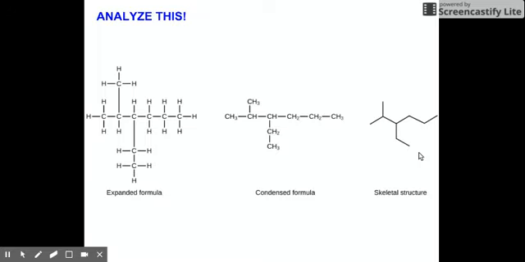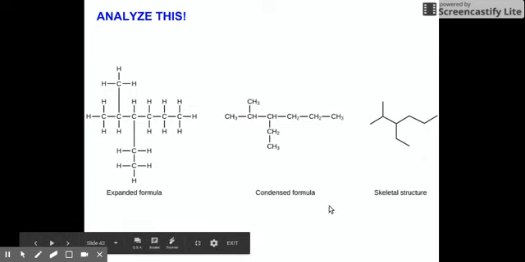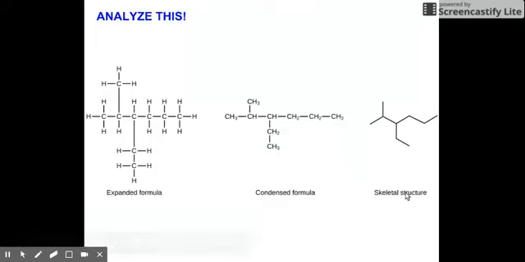Hi. In the previous video, we ended up with this particular example representing our expanded formula, our condensed formula, and our line or skeletal structure. Now, you know that this is an example of branching out. When there's branching, always remember that when you draw it, the branch has to be connected to the right carbon.